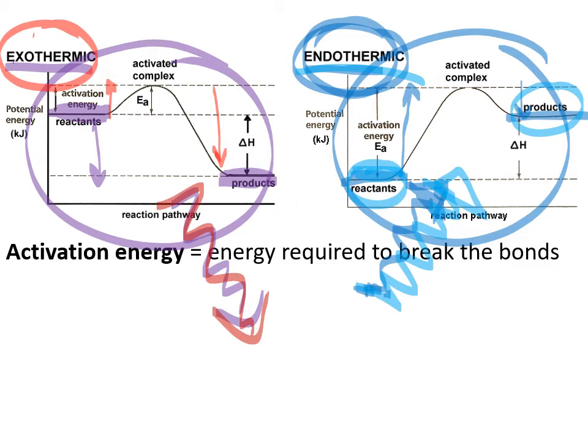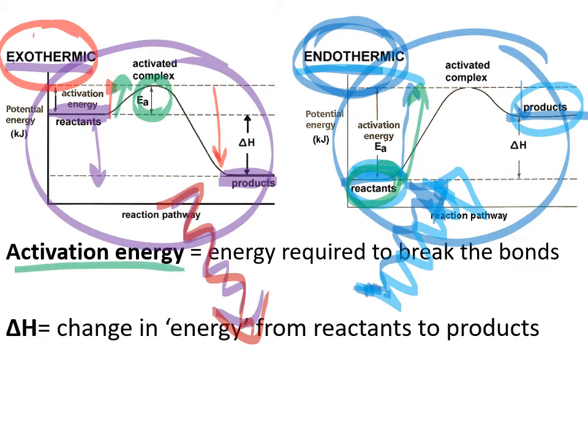Activation energy is the term that we use to get the process going. Wherever you start, you've got to put in some energy. Whether you start high or you start low, you've got to be putting in some energy. That is referred to as the activation energy, the energy required to break the bonds. The difference between them gets the symbol delta H. It's the change in what's called enthalpy, but the change in energy is good enough for us. And it is the difference from where you started to where you ended.